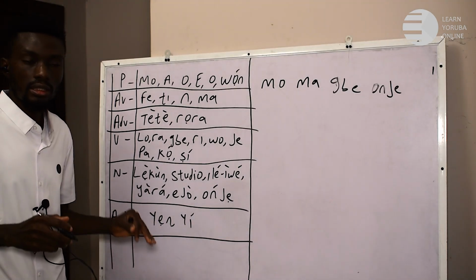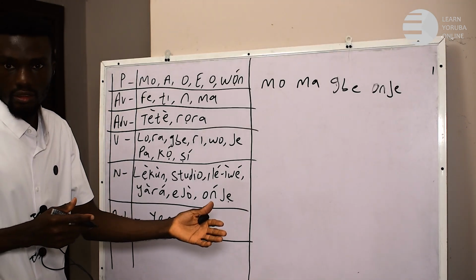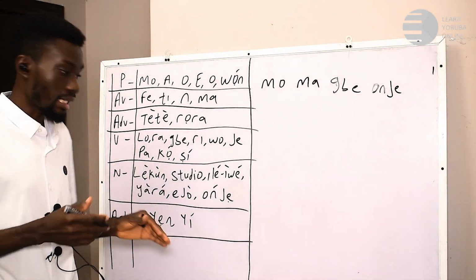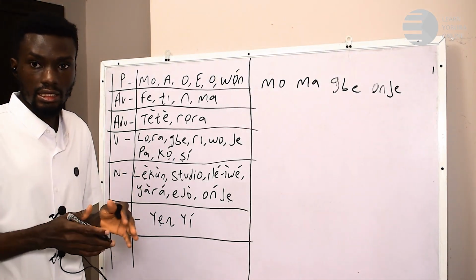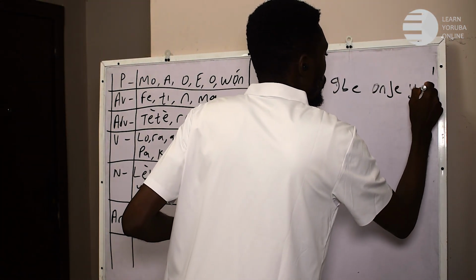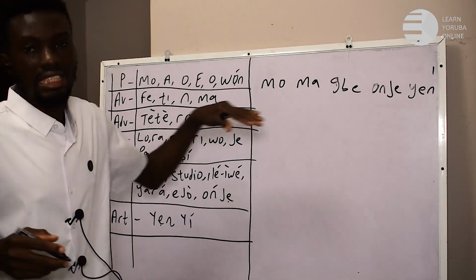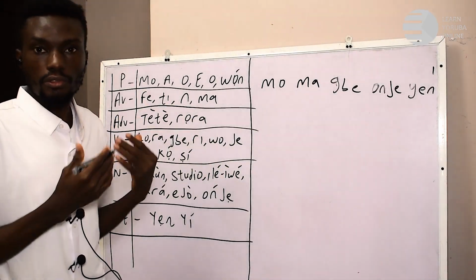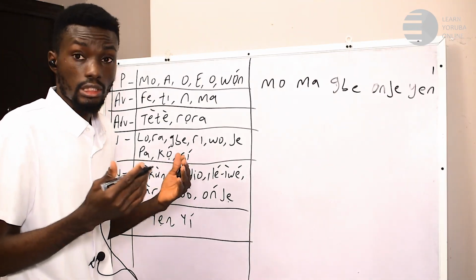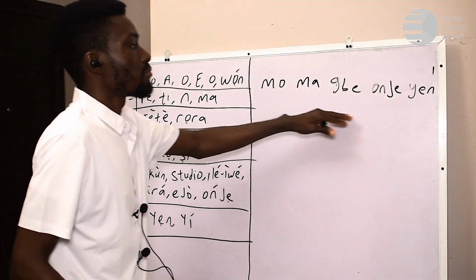Article yen is that. Yen is that or the. That is yen in Yoruba. Yi is this. So mo ma gbe onje yen. So you can see, I will carry that food. That actually comes before the noun in the English language, but in Yoruba it comes after the noun. So mo ma gbe onje yen.